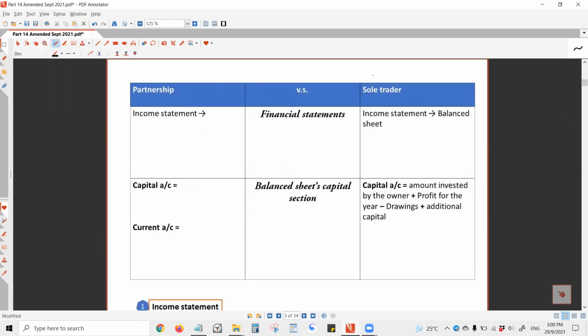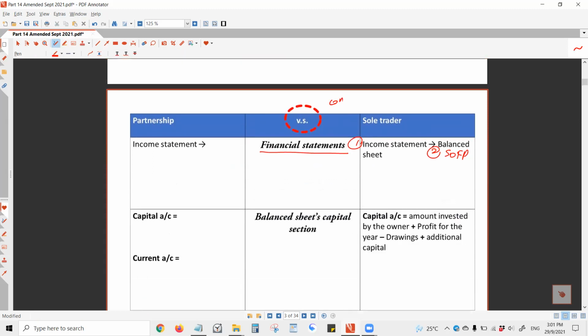Now here is a table of comparison between sole trader and partnership. For a sole trader business, you know what to do, right? For your financial statements, you only have to prepare the income statement, then the SOFP, statement of financial position. What about companies? For companies, if you look at your part 16, you also have a small flow chart there. You prepare the income statement first, then the SOCIE table, then the SOFP. Not sure if you can recall. Last week we did this: income statement, SOCIE, and then SOFP.